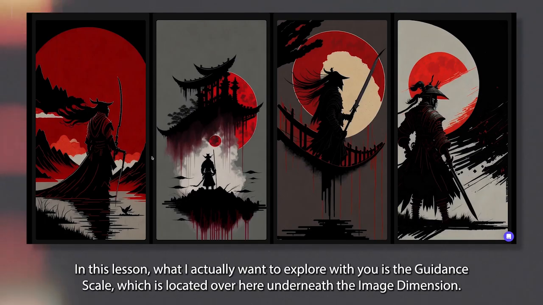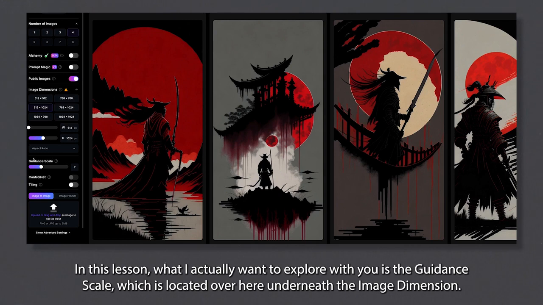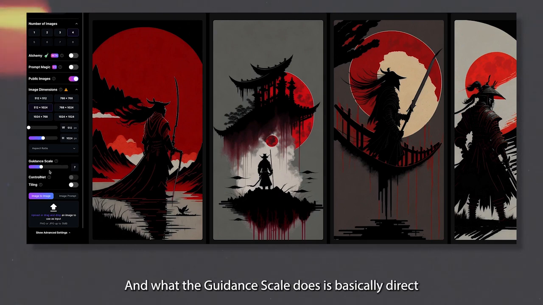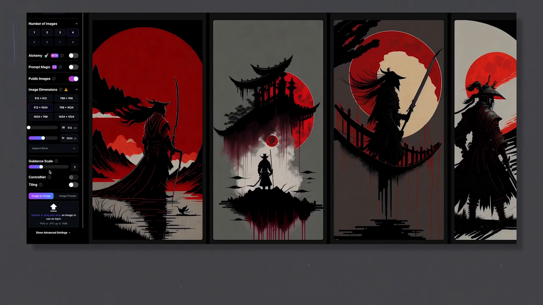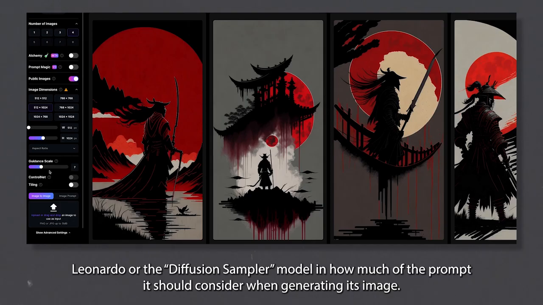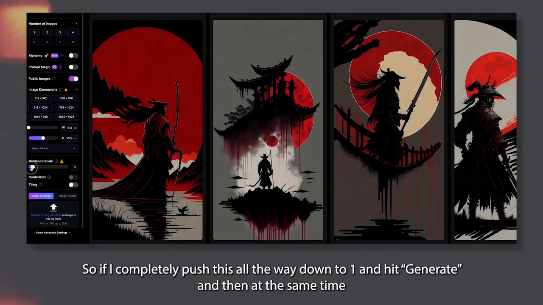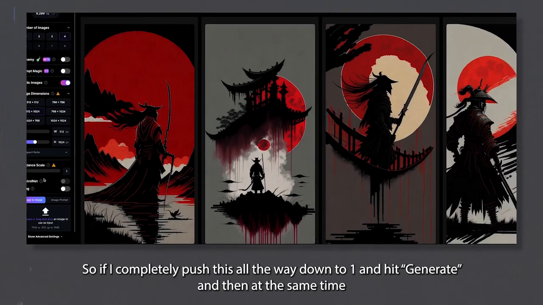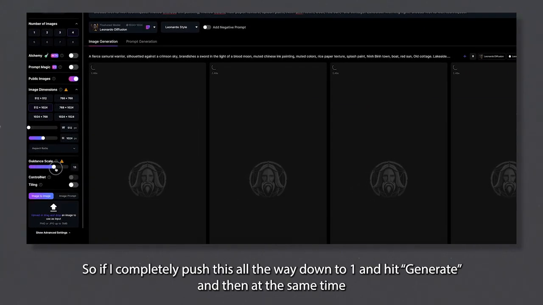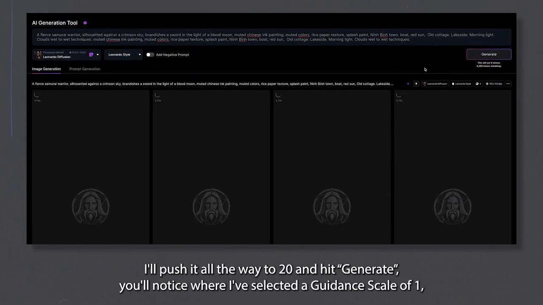In this lesson, what I actually want to explore with you is the guidance scale, which is located over here underneath the image dimension. And what the guidance scale does is basically direct Leonardo or the diffusion sampler model in how much of the prompt it should consider when generating its image. So if I completely push this all the way down to 1 and hit generate, and then at the same time, I'll push it all the way to 20 and hit generate.